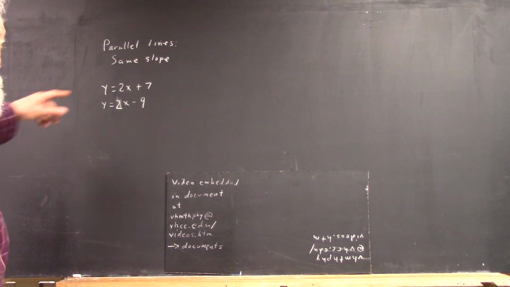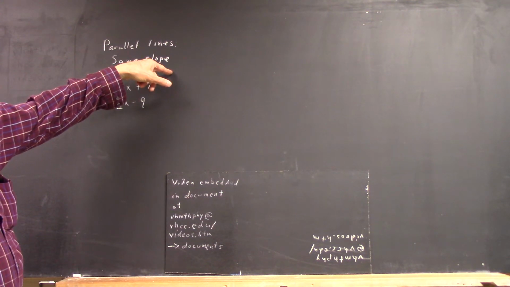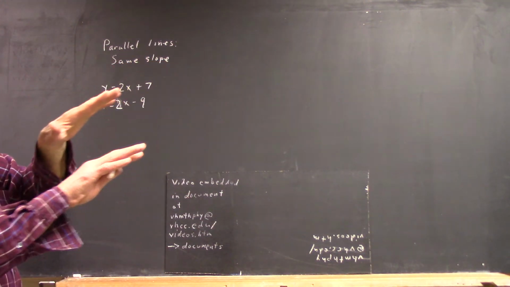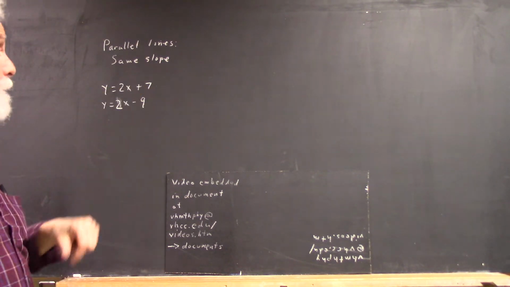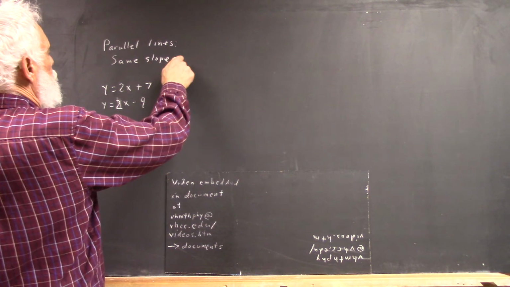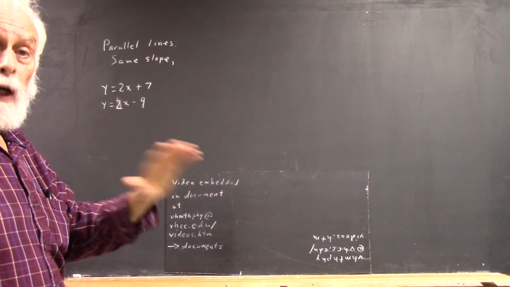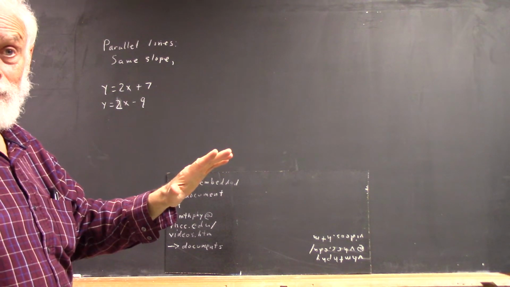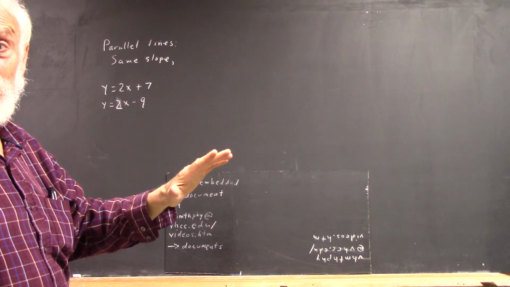Parallel lines are lines that have the same slope. Okay, now parallel lines would never meet, right? Okay? So I'm going to say a little more than that, because if they are parallel and have the same y-intercept, let's say, then they're going to meet.